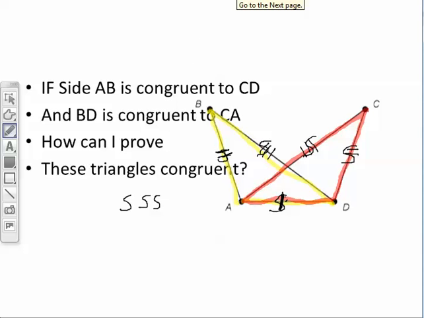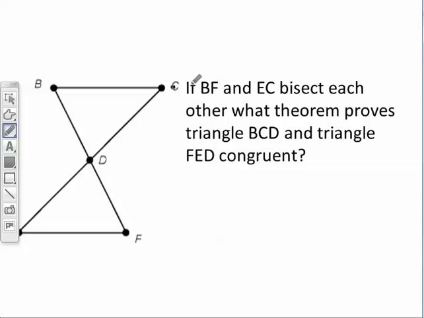Okay? Moving forward. Here I've got two triangles. And they're saying if BF and EC bisect each other. Well, if they bisect, that means that this will be equal to this, and this one will be equal to this one. Bisecting means dividing in half. So I just proved, well, I didn't have to prove it, it just told me that they were congruent to each other.